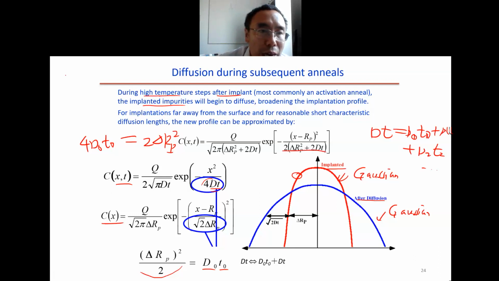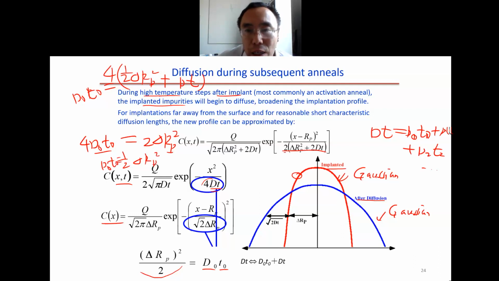So in the end we have this formula here. Basically, this one is equal to 2 square root of delta Rp squared plus Dt. Then we multiply by 4 in the front. So in the end, D0 t0 is equal to 1 over 2 delta Rp squared, so D0 t0 is equal to 1 over 2. In the end, we have this formula. This is the total Dt value here, and we have a similar Dt value here. This way, we can find out the dopant concentration after a further diffusion.